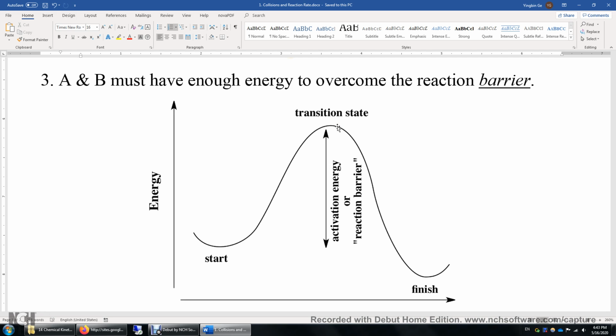Remember, the temperature is a measure of the average kinetic energy. So if we heat them up, they have a higher temperature, they have more kinetic energy. That means it's possible for A and B to collide with enough energy and then overcome this reaction barrier or activation energy to form the product.